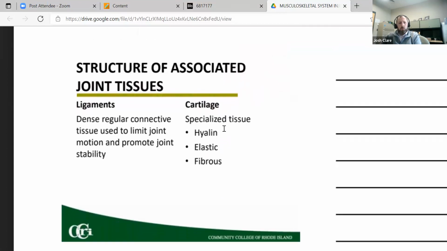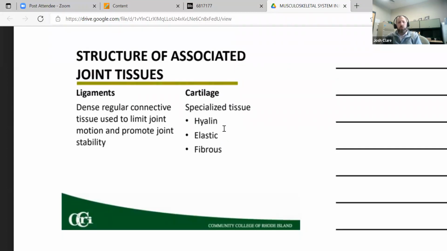So, some other joint tissues. The function of ligaments is to stabilize the joint by protecting it from excessive movement. It's very, very strong in the direction that it would resist, but it will allow normal movement, the movement that joint is supposed to have. Ligaments are made of dense regular connective tissue that connects two bones together.